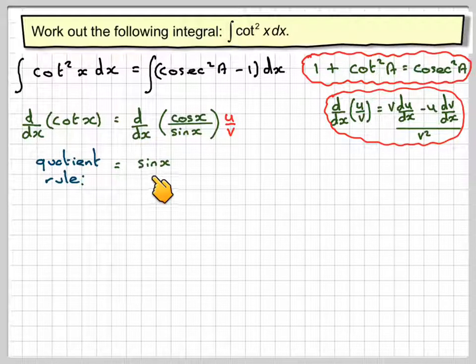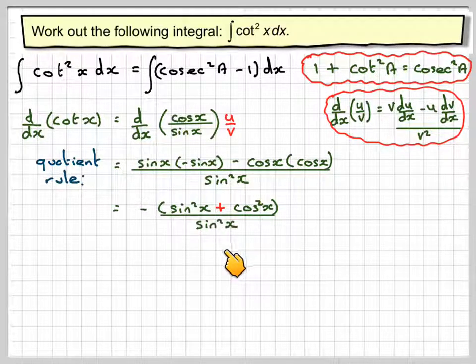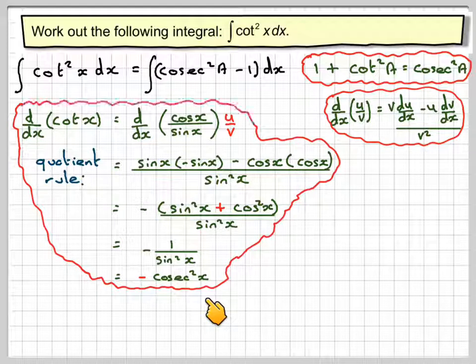So this is going to be sine x times the differential of u, which is minus cos x, minus u, which is cos x, times the differential of sine x, which is cos x, all over sine squared x. So that's going to give you minus sine squared x plus cos squared x over sine squared x. Now you might recognise this as 1. So it gives you minus 1 over sine squared x, which is minus cosec squared x.